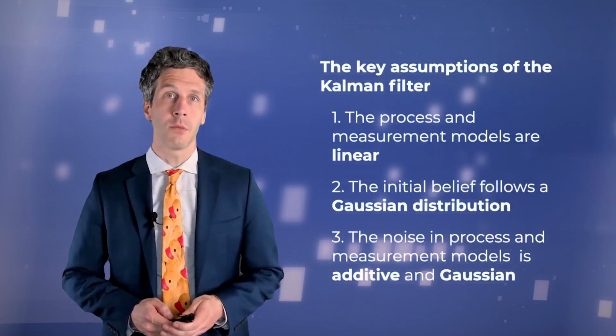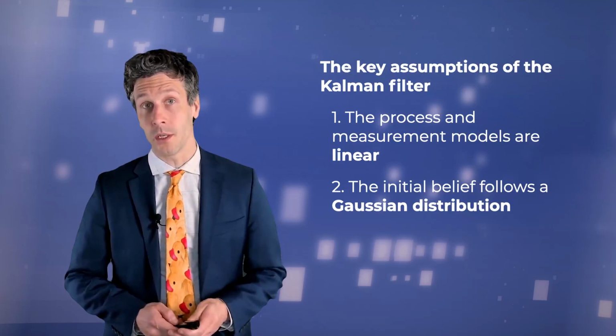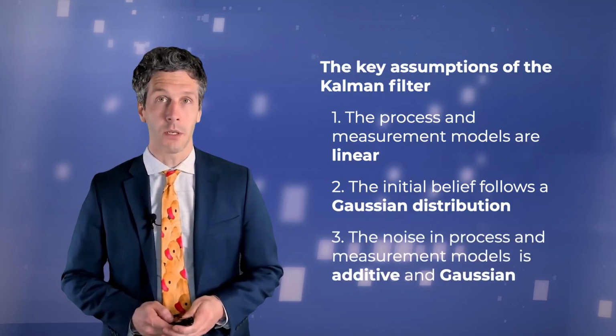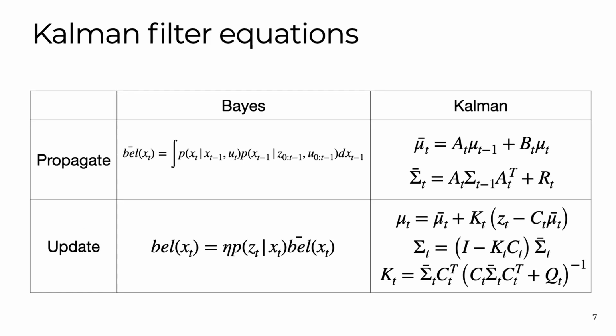The Kalman filter assumes that these models are linear, that the initial belief follows a Gaussian distribution, and that the noise models are additive and zero mean Gaussian. Here are those three assumptions written in math. Here we'll assume that the initial state is parametrized by some mean vector mu with a covariance matrix sigma. The process and measurement model noise variables are both Gaussians with zero mean and diagonal covariance matrices Q and R respectively. In this setting, we can show that the Bayes filter equations can be reduced to simple linear algebra operations.